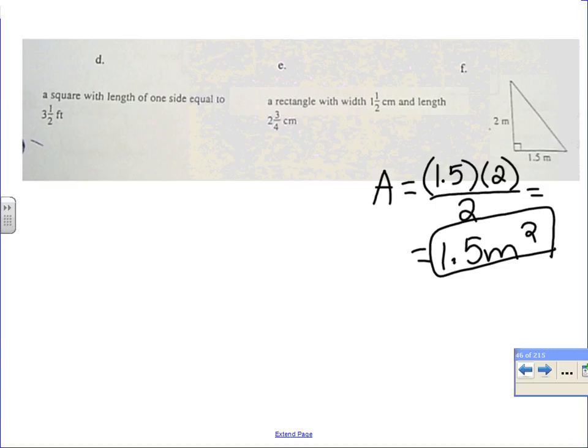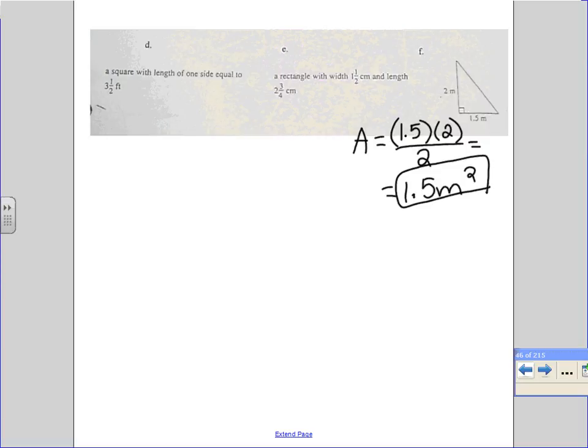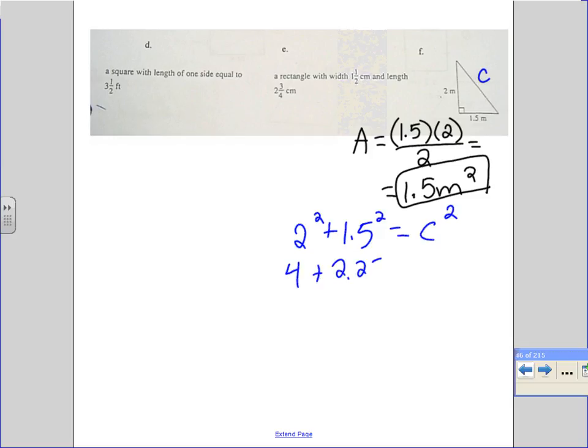Good job. We need to use Pythagorean theorem, your favorite thing, and we need to find the hypotenuse. So sometimes you'll have to go back to Pythagorean theorem, which is a squared plus b squared equals c squared. So let's find c. We have 2 squared plus 1.5 squared equals c squared. We have 4 plus 2.25 equals c squared. We end up with c squared equals 6.25. Square root both sides.